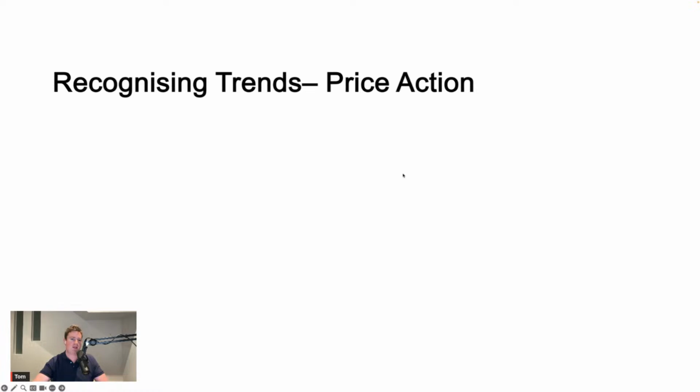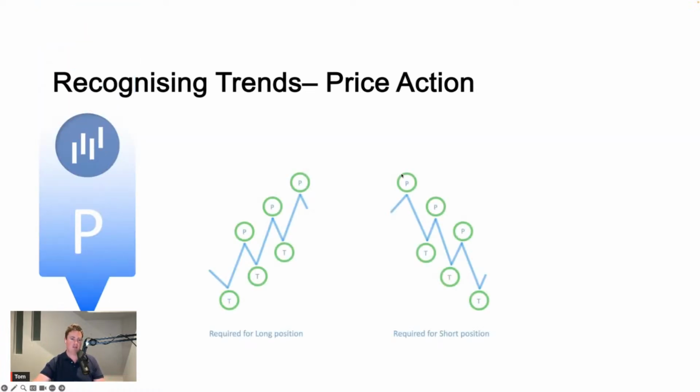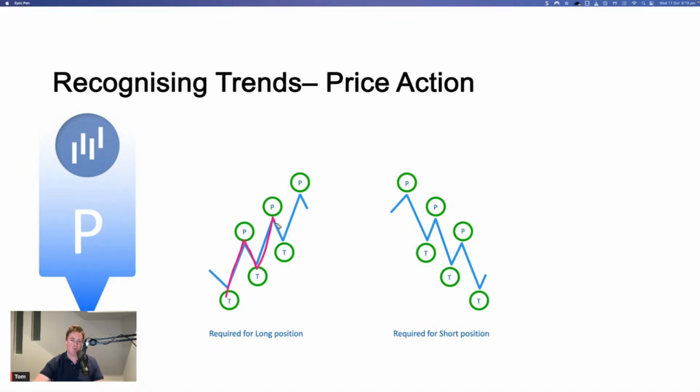So first up, recognizing trends and price action. Now, most of us would already know that recognizing trends and trend being our friend is a super key thing. Effectively, we need to understand that when we have a series of higher peaks and higher troughs, we're in an upwards trend. If we have a series of lower troughs and lower peaks, we're in a downwards trend. And I don't think that's rocket science. Of course, we always understand this and everybody pays attention to it.